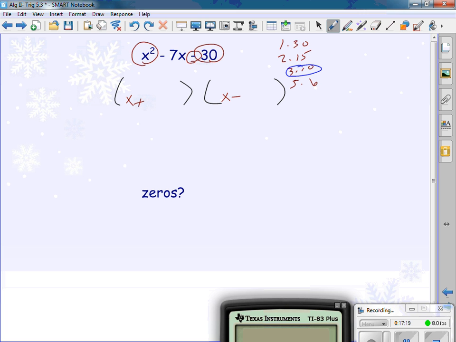The 10 and 3. Now, it matters where I put them. This sign here is negative. So the bigger number has to be negative. The bigger number always overpowers the smaller one. Which one's the bigger number? The 10. So the 10 has to be negative. The 3 has to be positive.